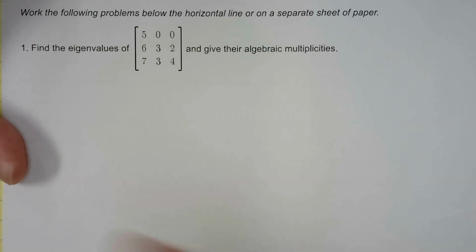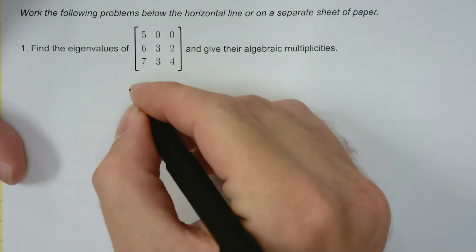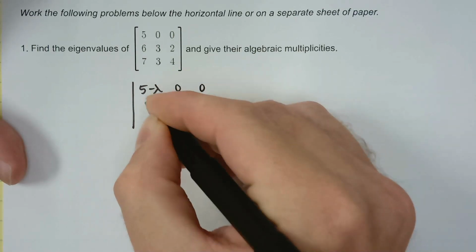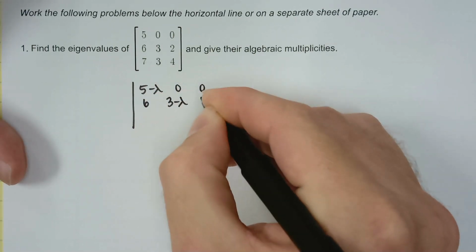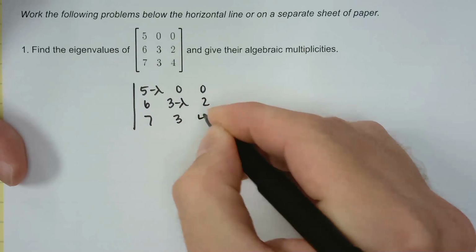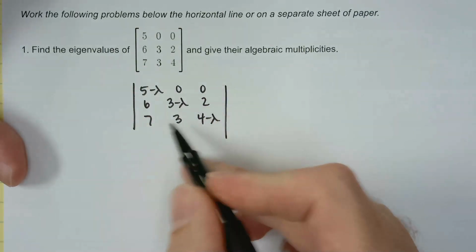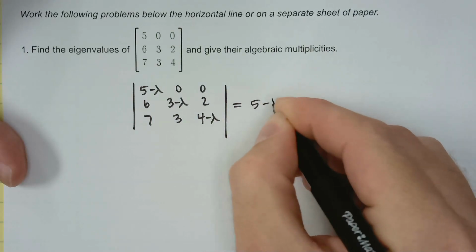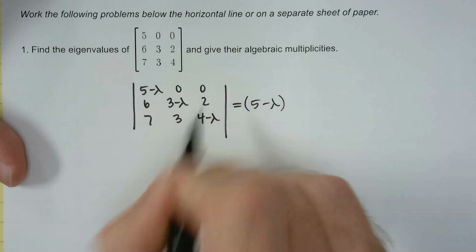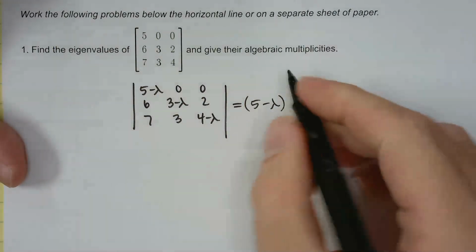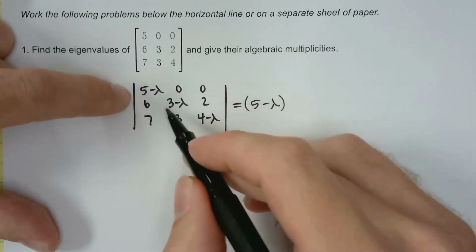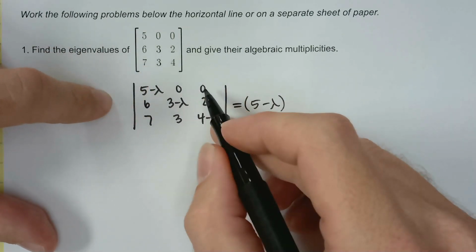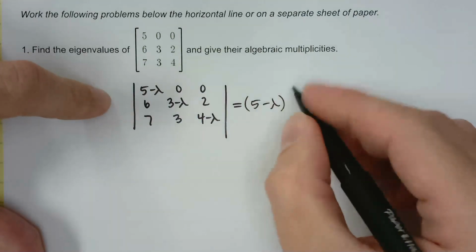So I'm going to take this matrix, subtract lambda down the main diagonal, and we take the determinant of that. So that's going to be 5 minus lambda. I'm definitely going to use the first row of this matrix for my cofactor expansion: 5 minus lambda times the determinant of that, plus or minus 0 of some other determinant, plus 0 of a third determinant. We're going to ignore the zeros.